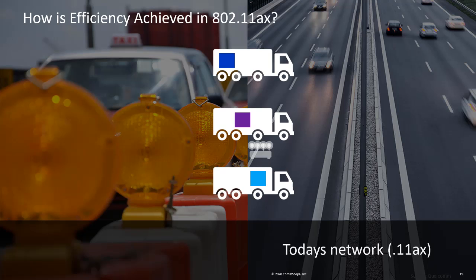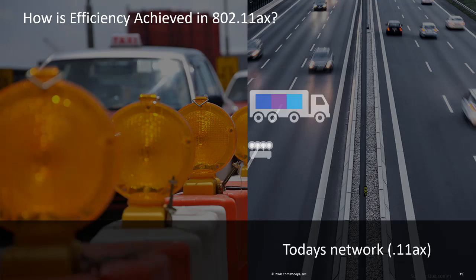OFDMA cuts the need for 3 trucks, using rather a single truck, potentially filling it to capacity based on its allocated resource units. This creates a payload delivery model maximizing the bandwidth use. Let's go into more detail on exactly how this is done using 11ax. We'll start by defining some of the terms and concepts.